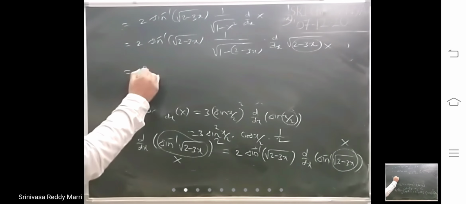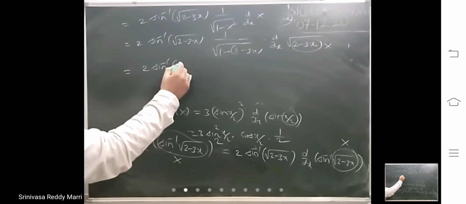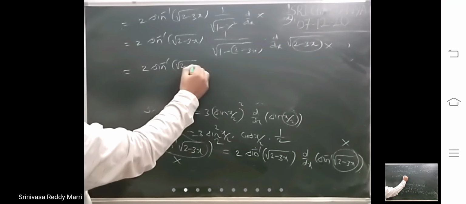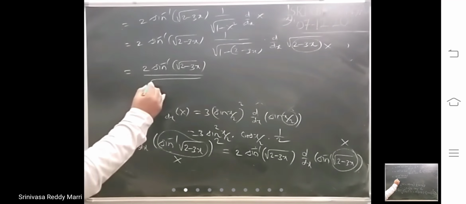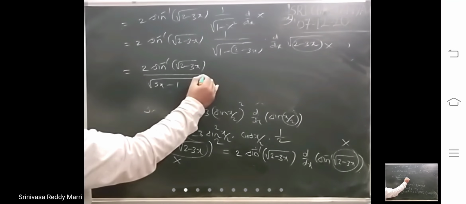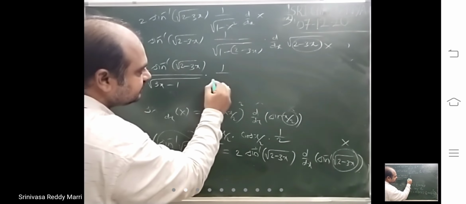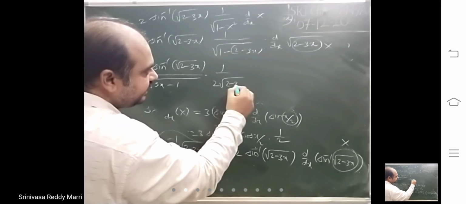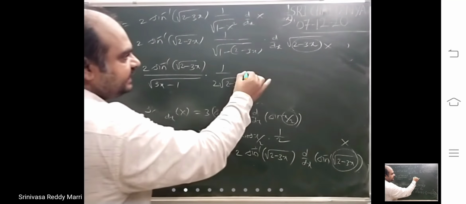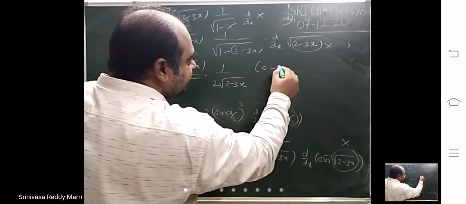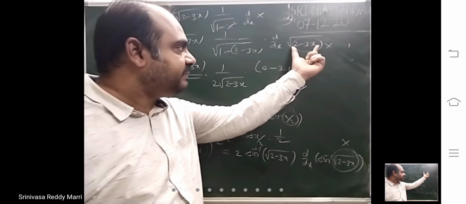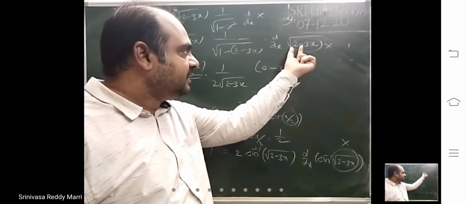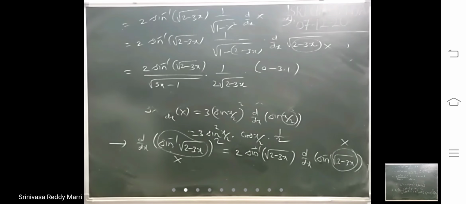Root x formula. That means what is the final differentiation is 2 sine inverse root of 2 minus 3x divided by root of 3x minus 1 into root x 1 by 2 root 2 minus 3x 2 root x into d by dx of capital X, directly write 3 into 1. That is the answer. d by dx of capital X means what? 2 minus 3x. Derivative of 2 is 0. Derivative of minus 3x is what? Minus 3 into 1. This is the final derivative.